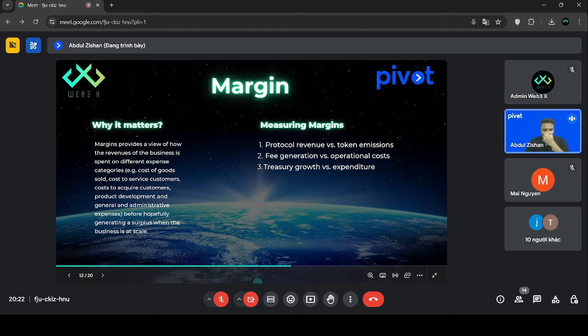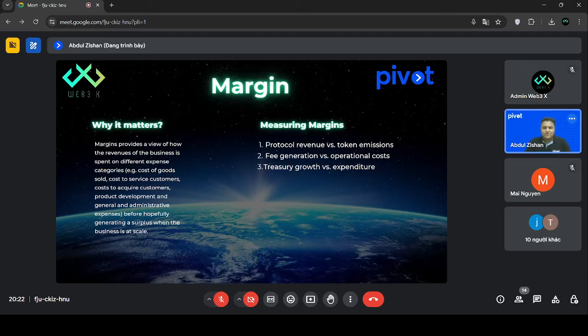Margin. Now let's understand how margin works. Margins are crucial for assessing the financial health and stability of your operations. They include gross margin, operating margin, and net profit margin. In the context of Web3, these margins can be influenced by factors such as transaction fees, gas cost, and operational expenses. Gross margin is the revenue you have generated minus the cost of goods sold. Here the cost of goods sold would be the server cost you are paying, the development expenses you are incurring, the security audits you have to do, all these things.